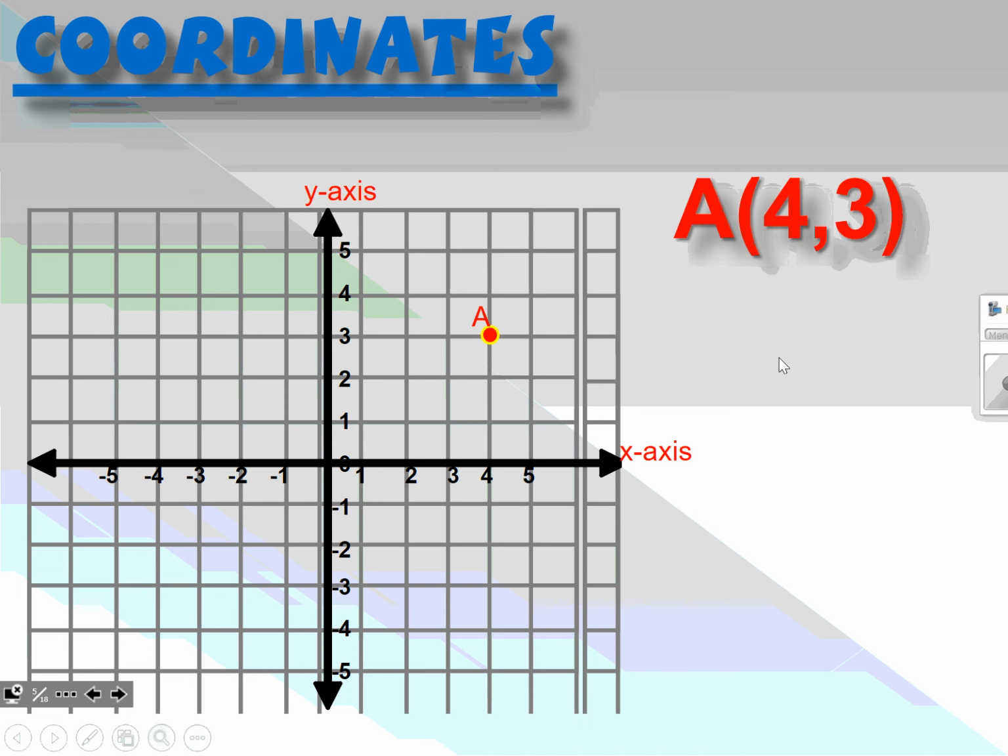So this point is (4, 3), and you put the name of the point A to the left of the parentheses. The first number 4 is called the x-coordinate. Please write that in your notes. Again, the first number is called the x-coordinate because you look at the x-axis. The second number is the y-coordinate because you look at the y-axis.